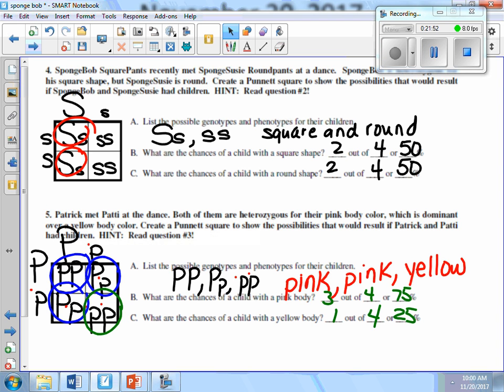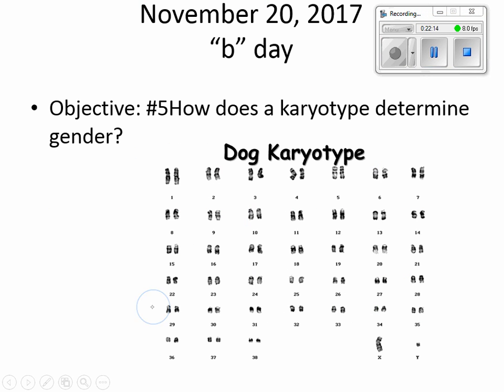25%. Good. So what percent chance are we going to have a yellow child, a yellow Patrick? It would be 25%, because Patrick and Patty both have the recessive trait. Even though they don't show it, they're hiding it. So they have a chance. Okay, you need to skip the next page and go right to page 20. I'm sorry, go to page 7, please.